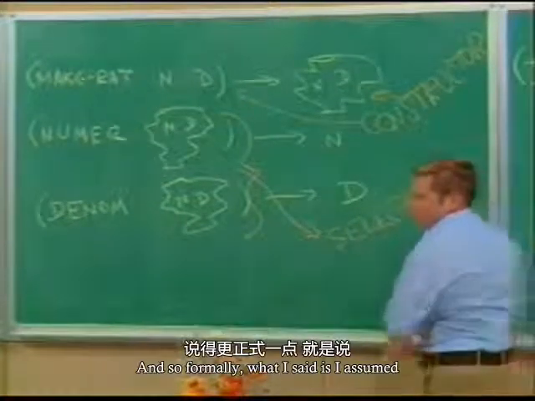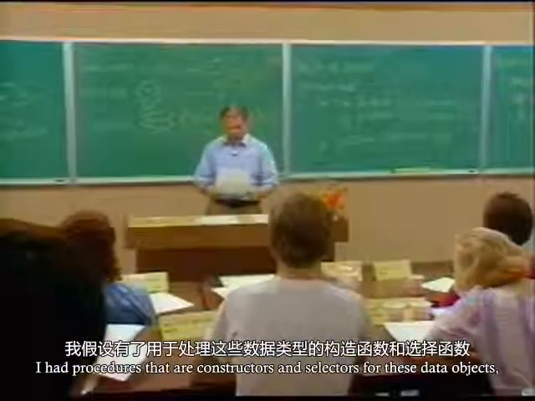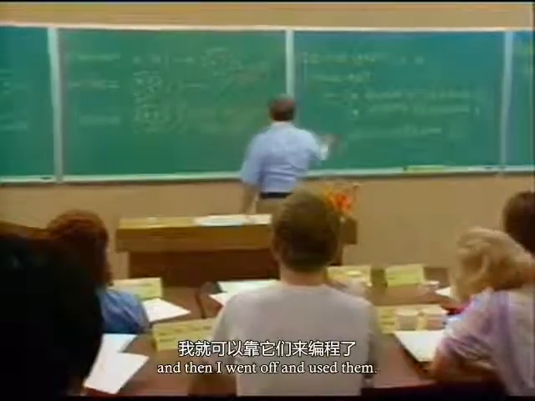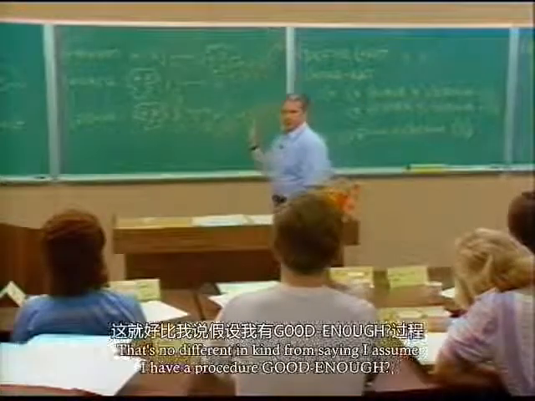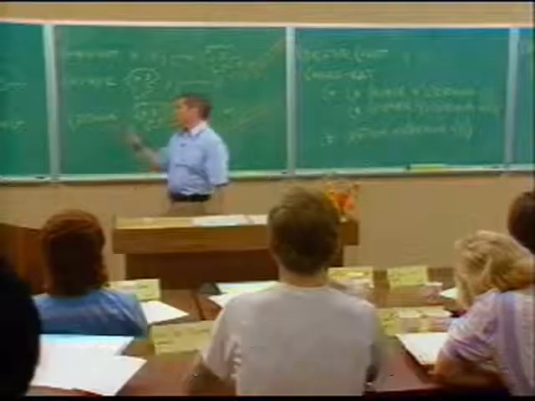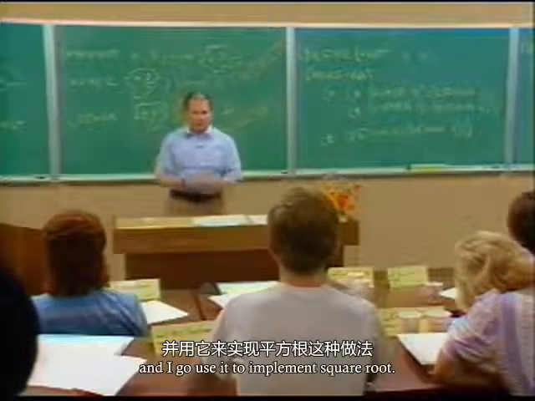Right, so formally what I said is I assumed I had procedures that are constructors and selectors for these data objects, and then I went off and used them. And that's no different in kind from saying I assume I have a procedure good enough and I go use it to implement square root.